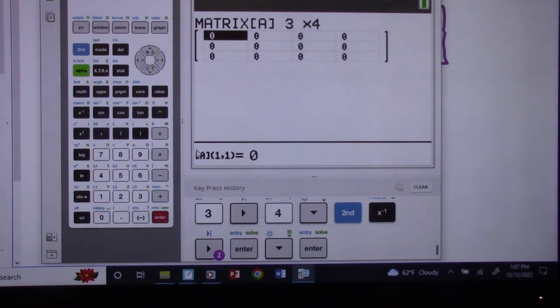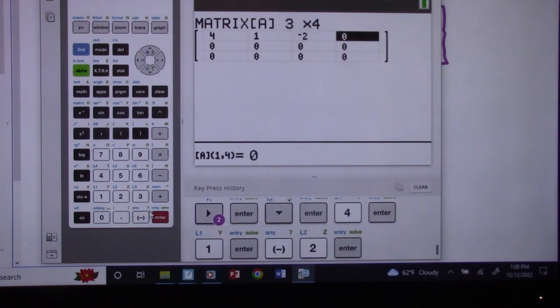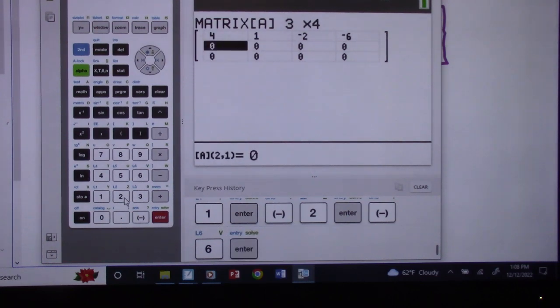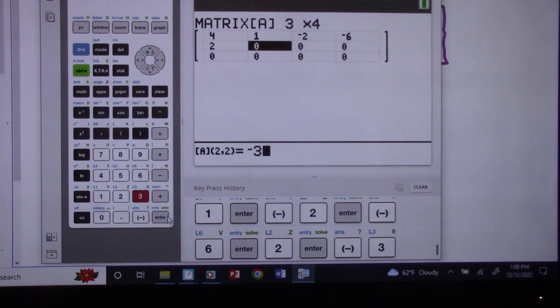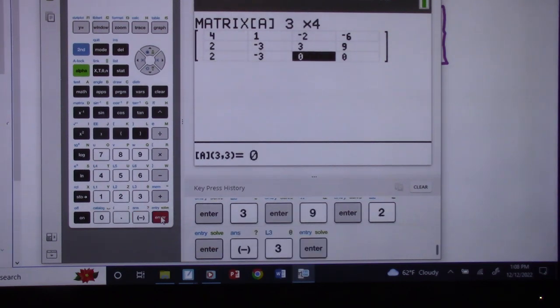So anyway, what you do is you enter these values. So you enter 4, 1, -2, -6, and then you go to the next row. -2, 3, 3, 9. Okay, next row. Oh wait, my fault. It's 1 and -2. So 1, comma, -2, comma, 0, comma, 0, right?